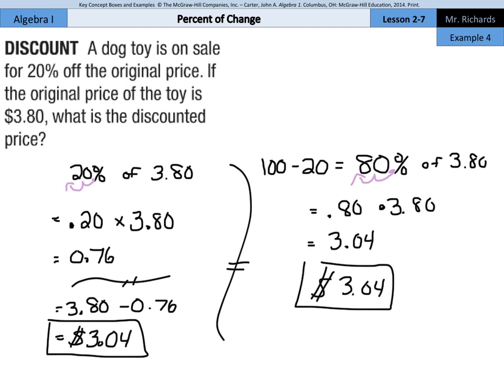So whether you take 20% to find the discounted amount and then subtract, or subtract recognizing that, okay, if it's 20% off, I'm paying 80% of that price, and then multiply to get your new total, either way works. $3.04 is your answer to this last example of this lesson on percent of change.